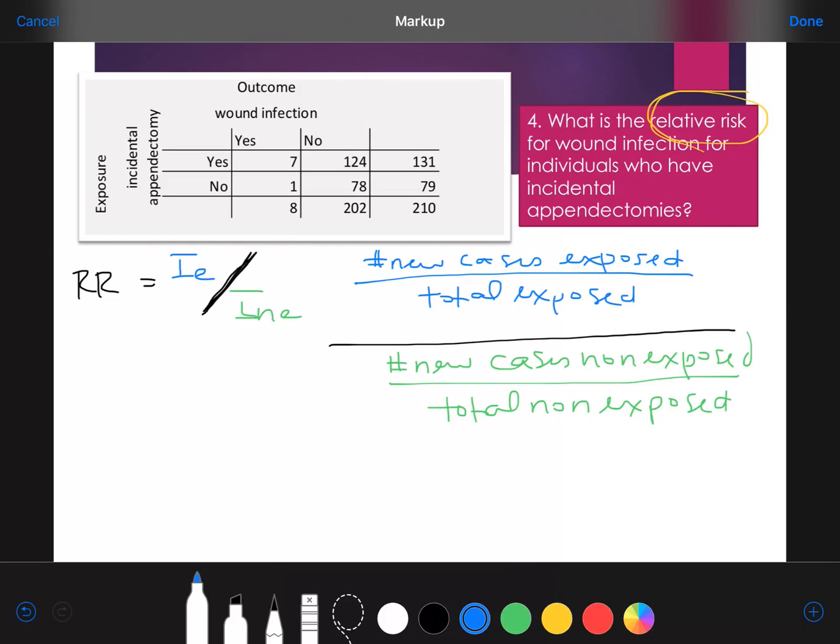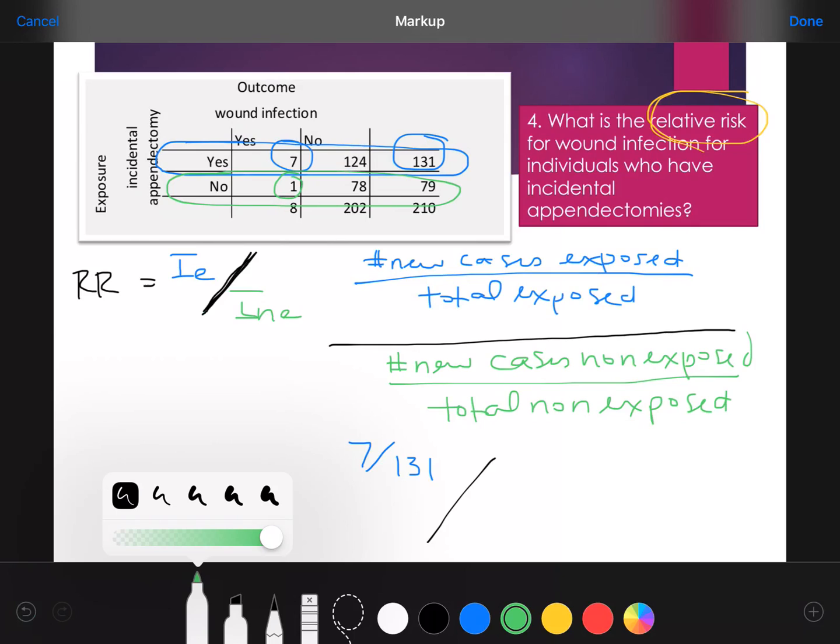Well, we're looking at this row for our exposed cases. So our total number of cases exposed is 7 divided by our total exposed, which is 131. And then we're dividing this, right? So divided by the number of new cases. So now we're looking at our not exposed data. Number of new cases in our not exposed, which is 1, over our total not exposed, which is 79, equals.